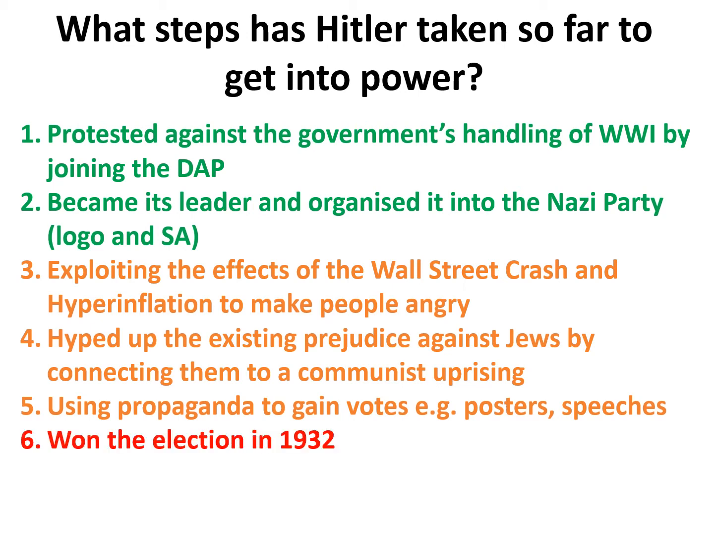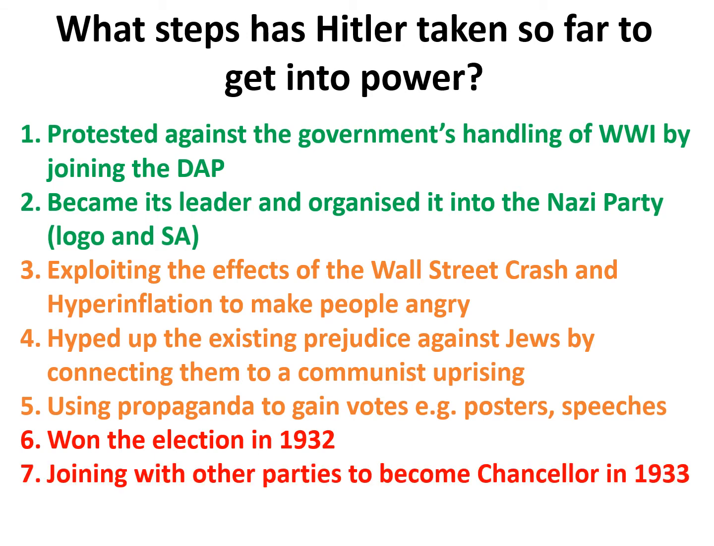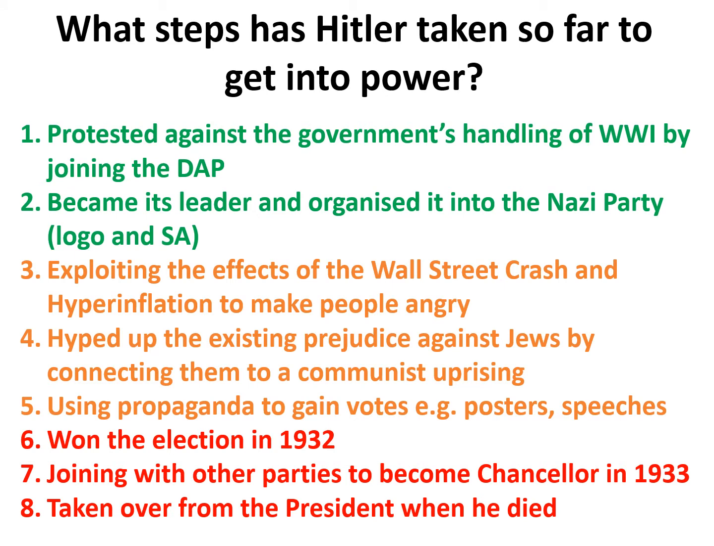Now things are going to start to ramp up, and these are things we're going to look at today. He's going to win an election in 1932. He's going to join with other parties to become Chancellor in 1933. And in the next booklet, we're going to look at how he takes over from the president when the president dies. So all of this is going to lead to Hitler being the ultimate leader of Germany, named the Führer. So let's go back to number 6, where he's winning the election in 1932.